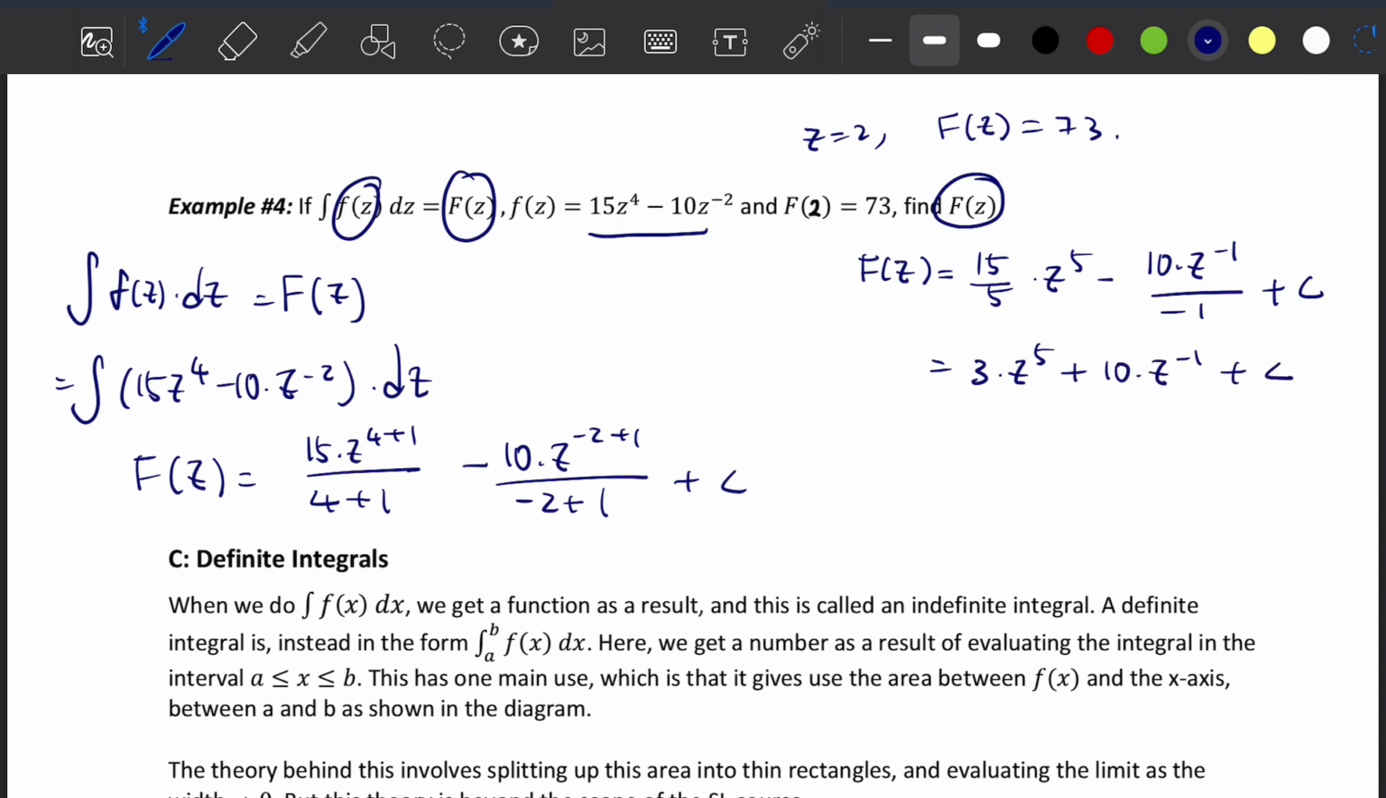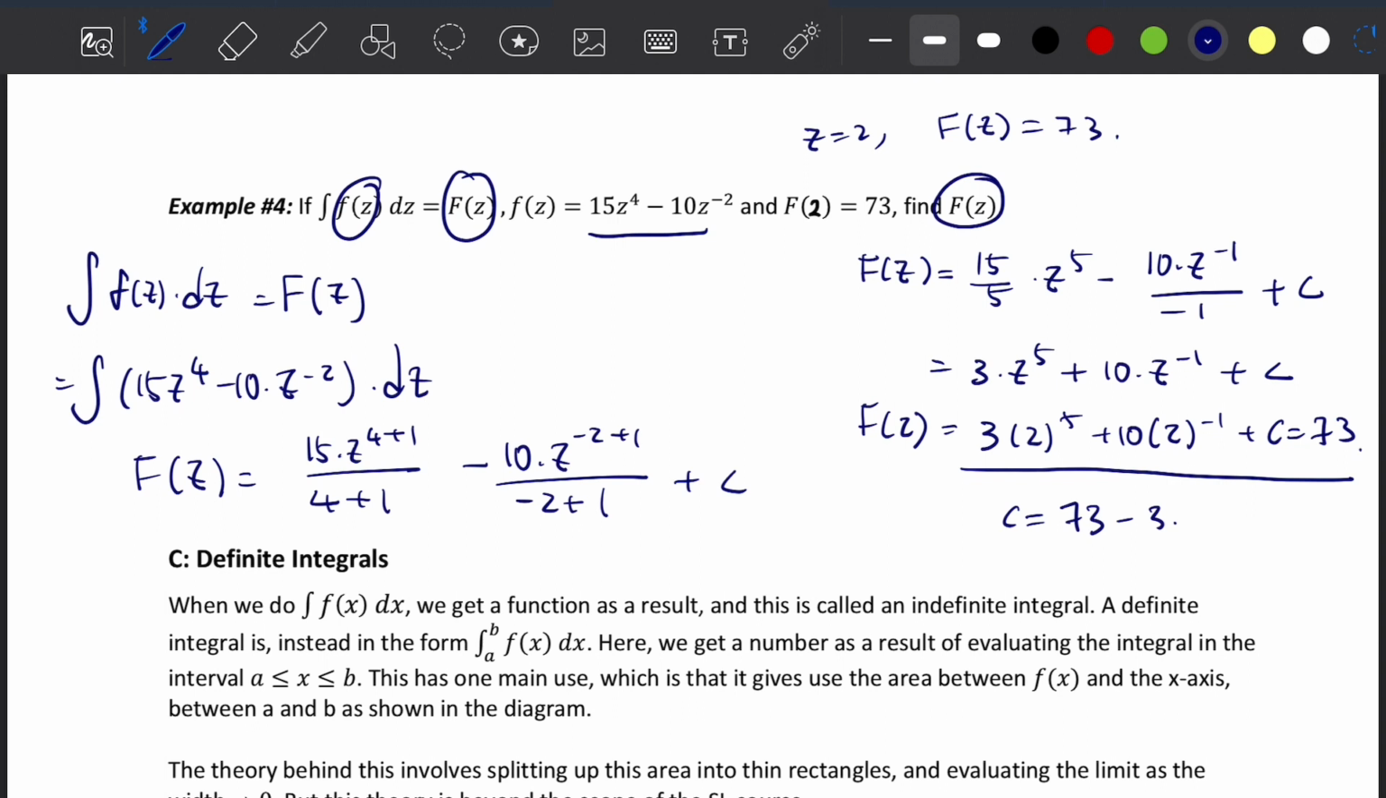And we know that when z is equal to 2, F is 73. Then we can solve for c, which is equal to 73 minus 3 times 2 to the power of 5 minus 10 times 2 to the power of negative 1. That means c is equal to negative 28. So our original equation for the uppercase F function is this.